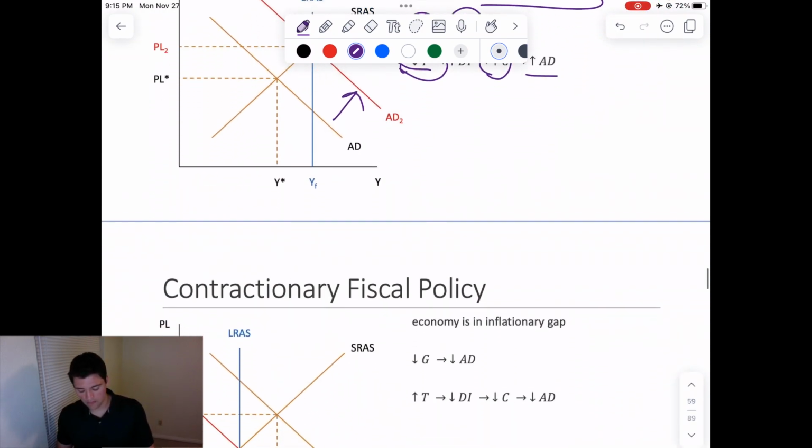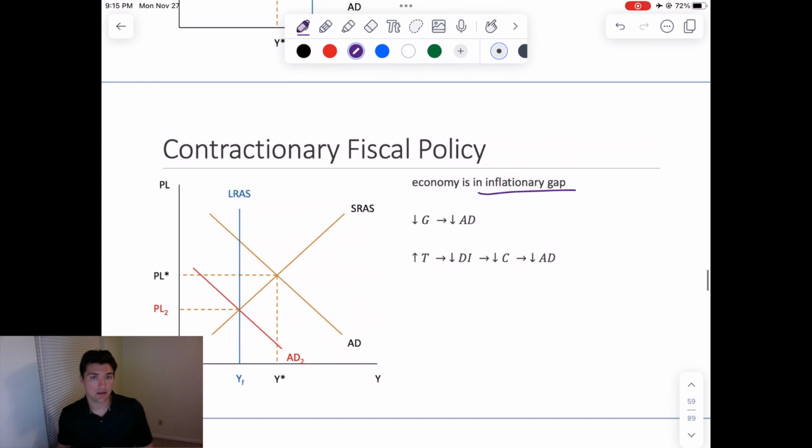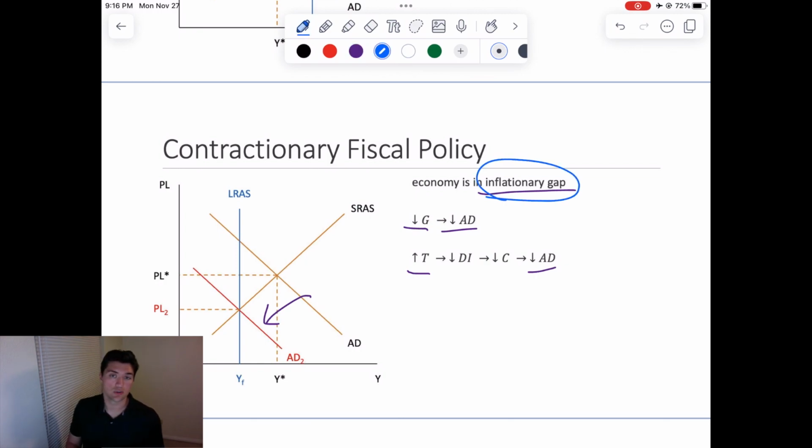If you are in the inflationary gap, you're having high inflation, you want to reduce your aggregate demand. How you can reduce your aggregate demand is you can do less government spending or more taxes. Doing both of those things would decrease aggregate demand to the left and get you back to equilibrium. So during an inflationary gap, you should do contractionary fiscal policy. Okay. And all that is less spending or more taxes.